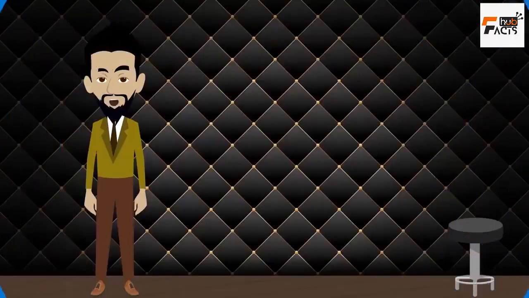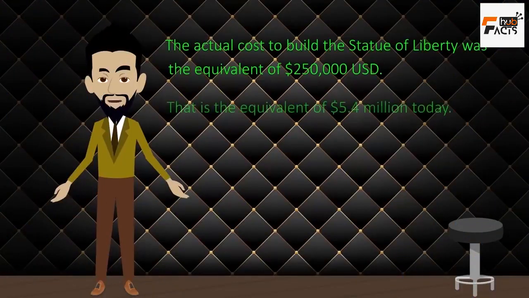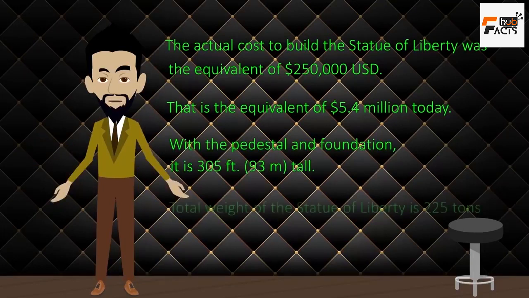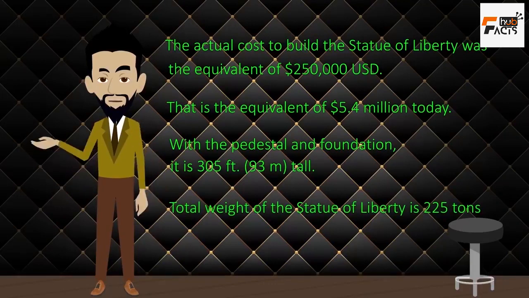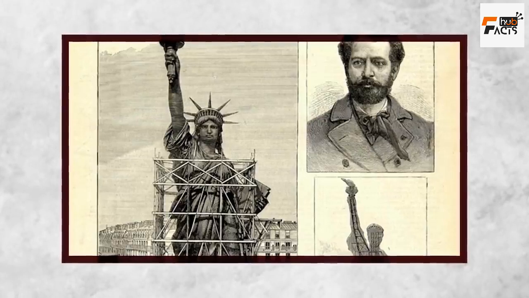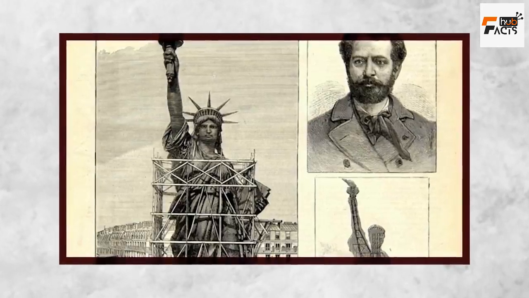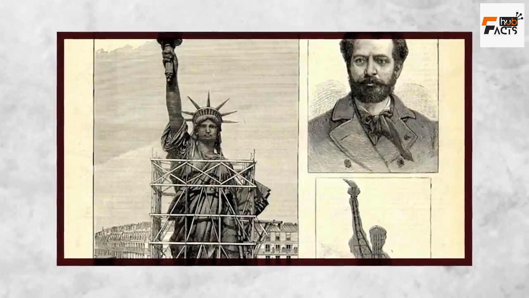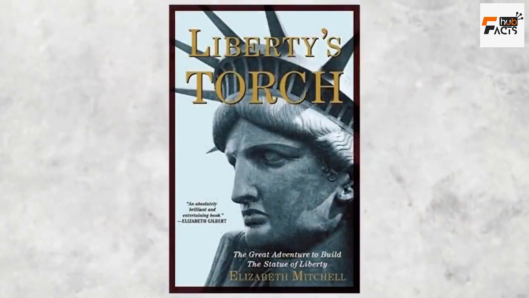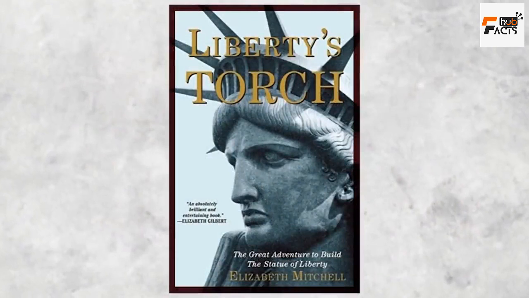The total cost of this statue made in France was $2.5 million US, which would be equivalent to about $4 million in today's money. The Statue of Liberty with its pedestal is 305 feet, that is 93 meters high, while its weight was more than 200 tons. It is said that Frédéric, who created this statue, designed the face of this statue with his mother's face in mind. That is, this statue was prepared on the imprint of his mother.